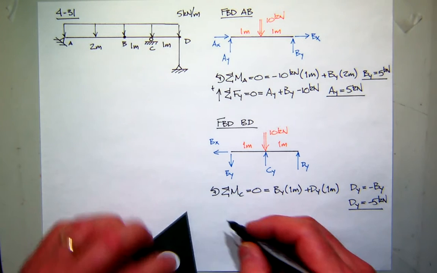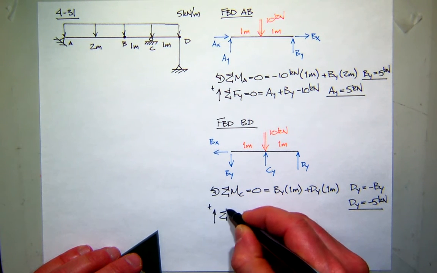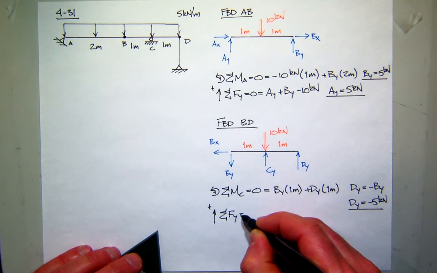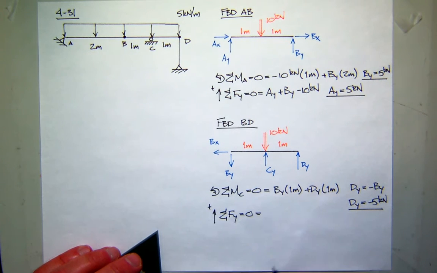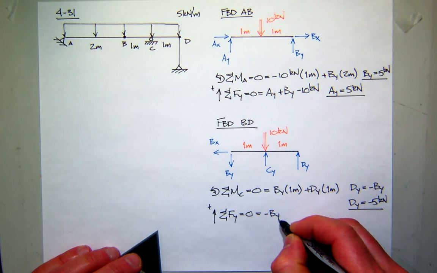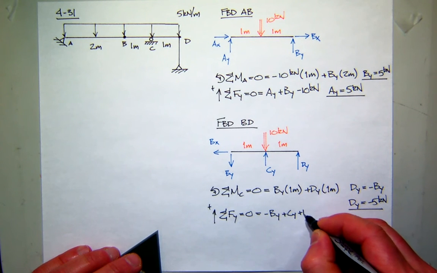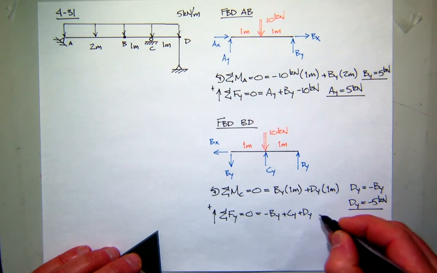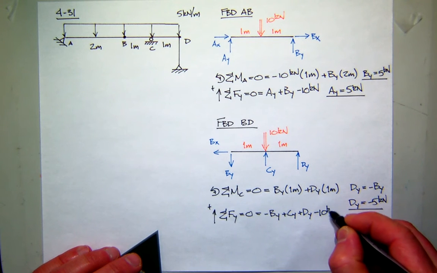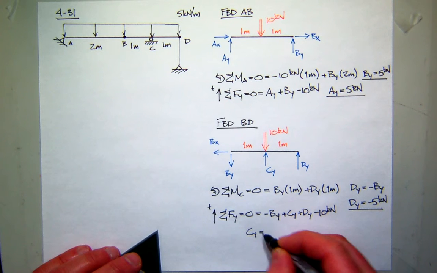So now I can sum forces in the y direction, and I should be able to solve for Cy. So I've got By acting down, got Cy acting up, and I've got Dy acting up. Those are all my values, and then 10 is down. So I should be able to solve for Cy.